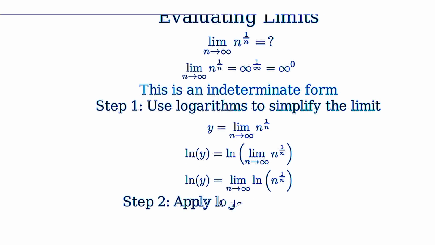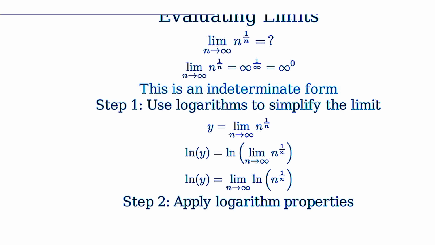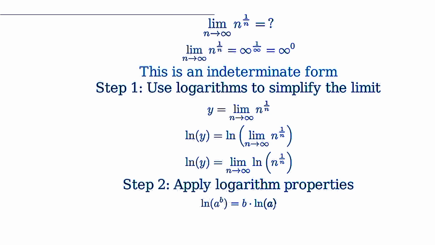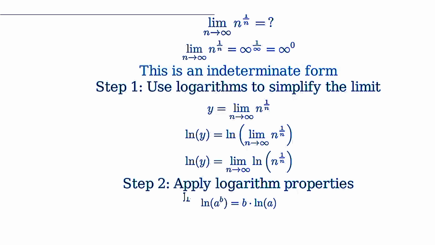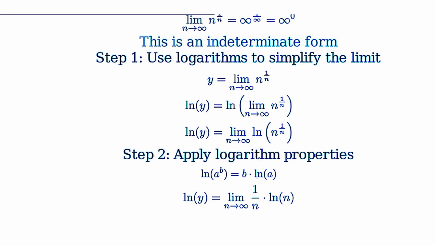Step 2. Let's use the properties of logarithms to simplify this expression. We know that the logarithm of a power equals the power times the logarithm. So, the logarithm of n raised to 1 over n equals 1 over n times the logarithm of n. Now our expression becomes: natural log of y equals the limit as n approaches infinity of 1 over n times natural log of n.